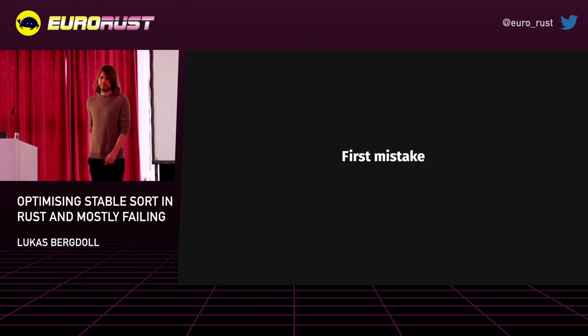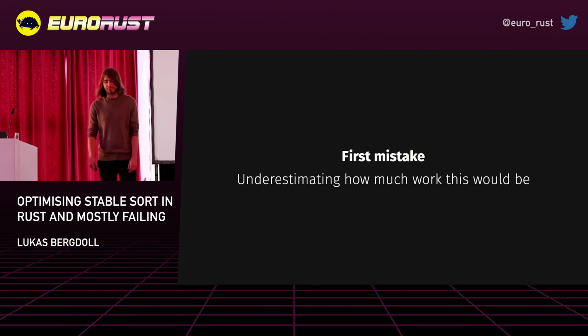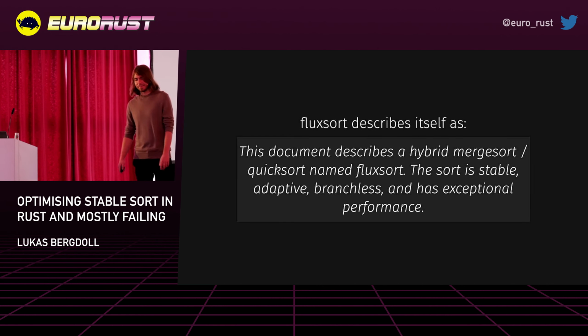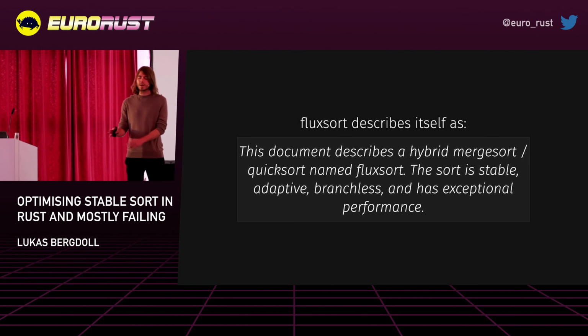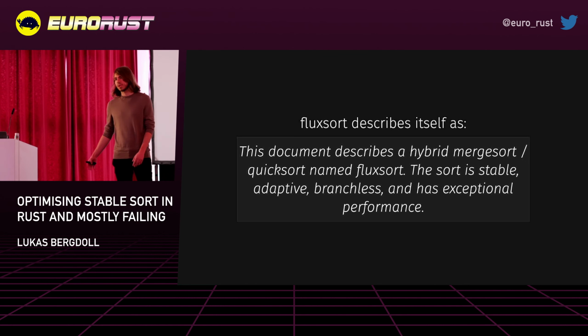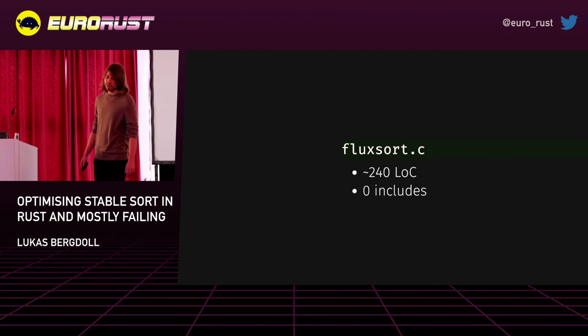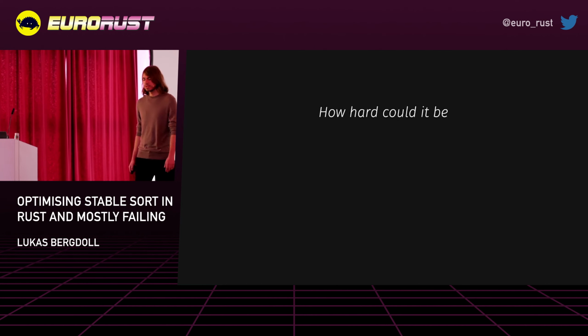So let's get started. My very first mistake was to underestimate just how much work this would be. I looked at this implementation, I discovered it, and the documentation describes it as a hybrid merge and quicksort named FluxSort, and it's stable, adaptive, branchless, and has exceptional performance. I looked at the implementation: about 240 lines of code, zero includes. How hard could it be?